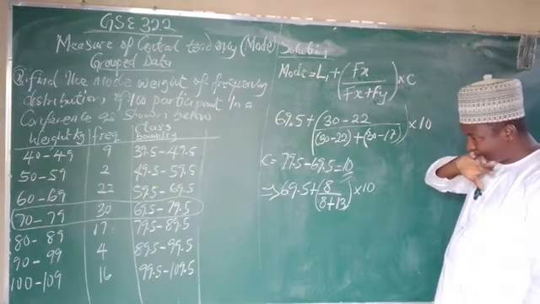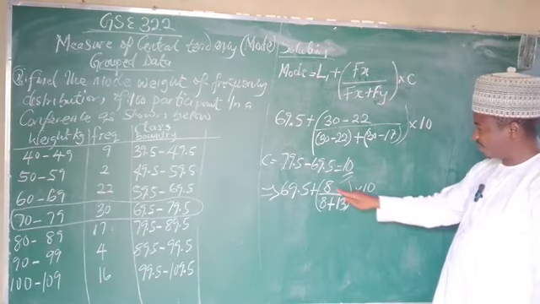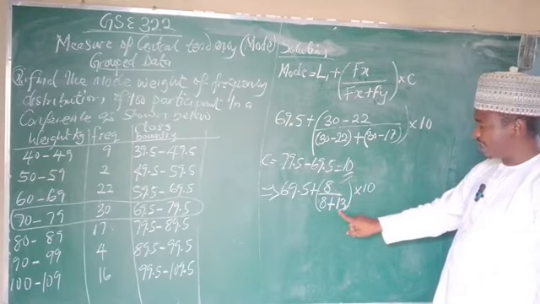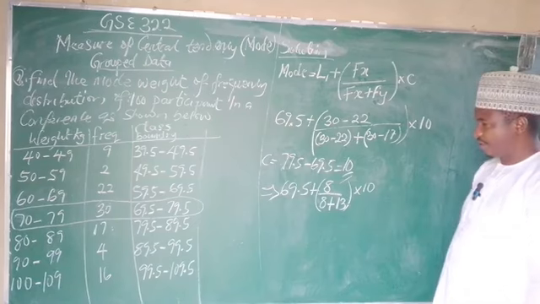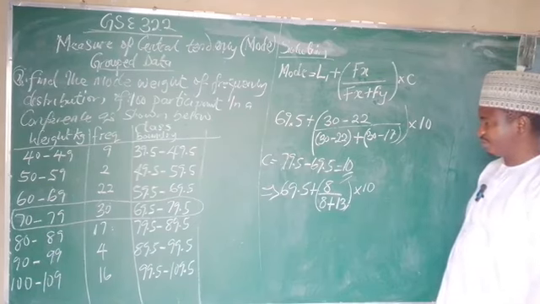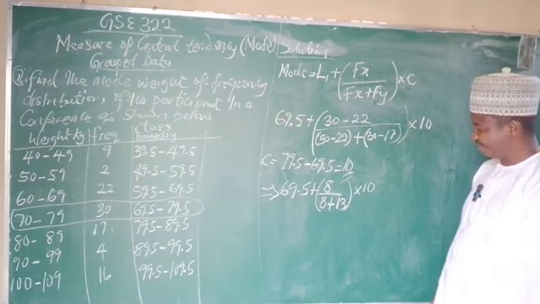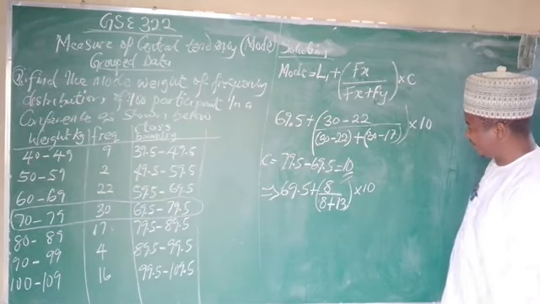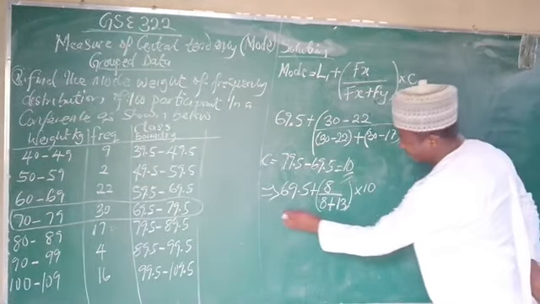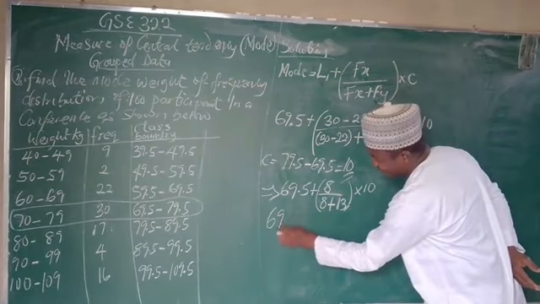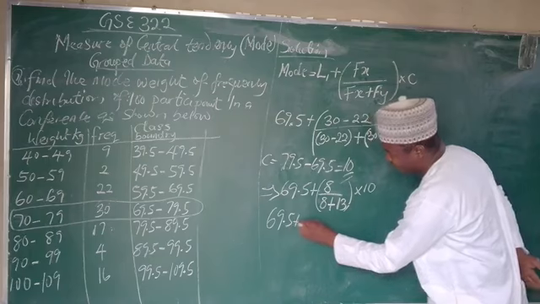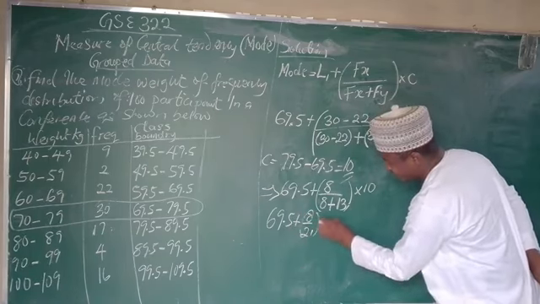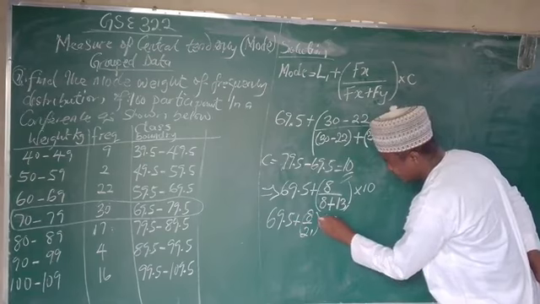So now, 8 plus 13 is of course 21. And therefore, we have 69.5 plus 8 over 21 times 10.